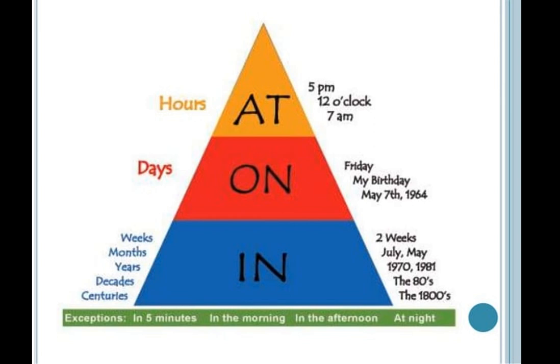When to use them? At we use for hours when you are giving the timings: 5 p.m., 12 o'clock, 7 a.m. When you're talking about the hours. But when you're talking about the days, Friday, my birthday, May 7th, 1964, here you are specifying the date and the year, then you use on. But when you are specifying the time, then you use at. Then in is used with weeks, months, years, decades, centuries, like 2 weeks, July month, 1970, 80s.